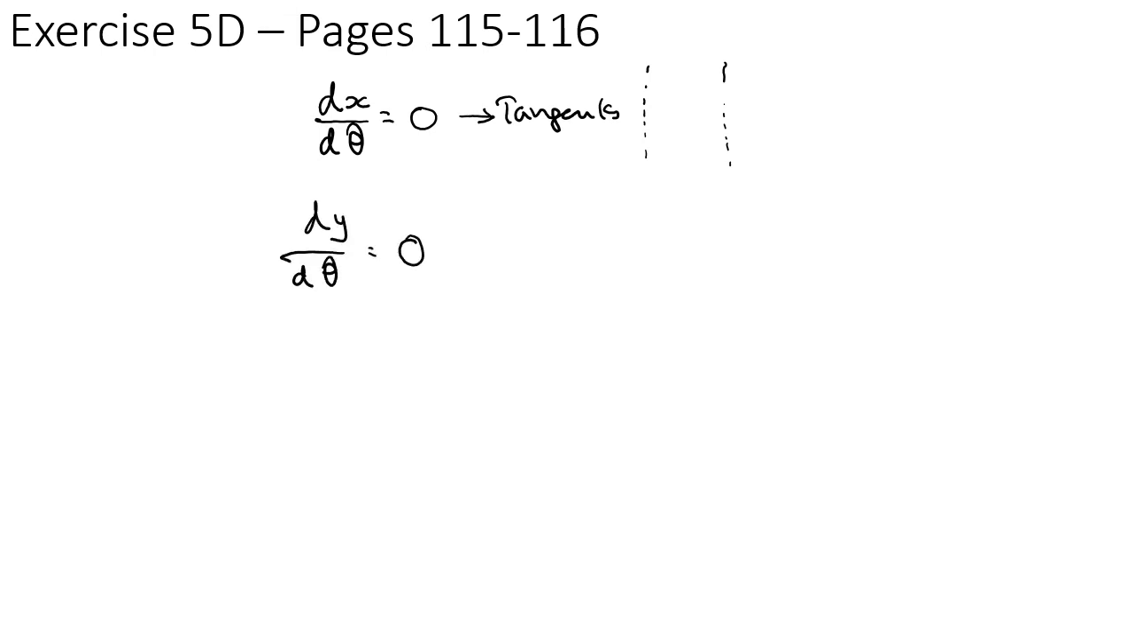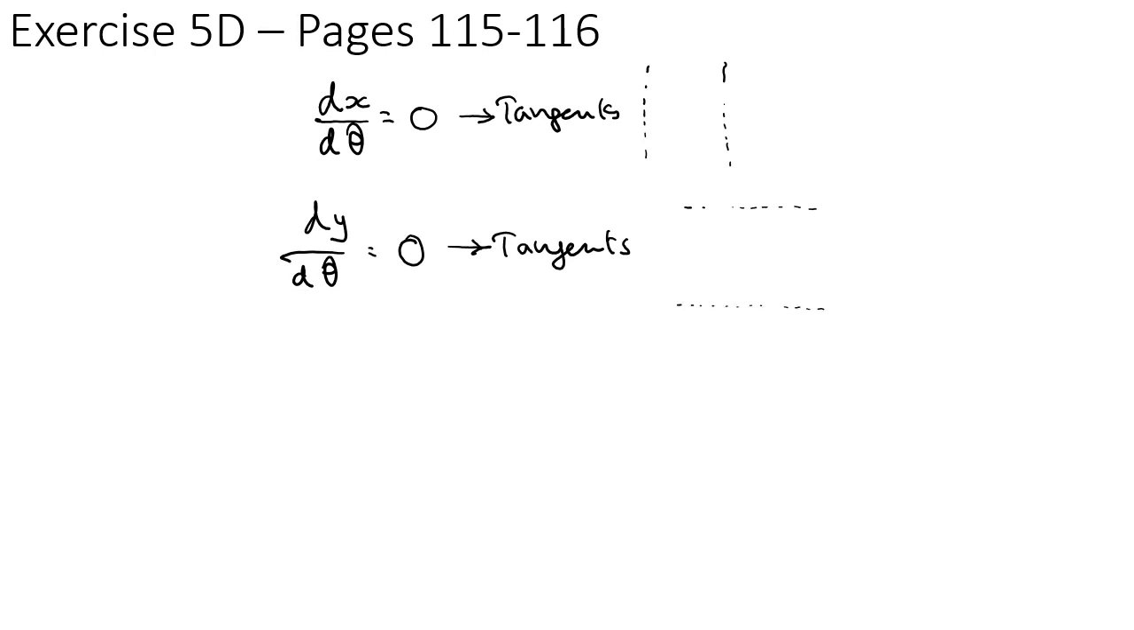So as a quick recap, we have dx d theta equals 0. These are going to be tangents which are perpendicular to the initial line. Well, they're basically tangents that go this way rather than writing out perpendicular to the initial line. And dy d theta equals 0. These are going to be tangents which are parallel to the initial line.